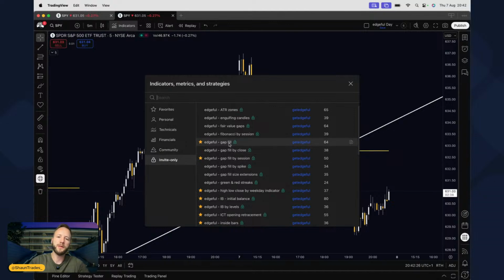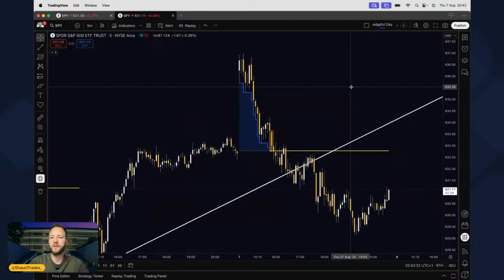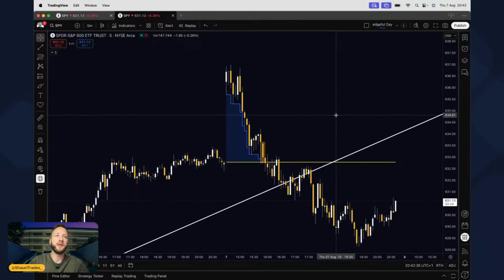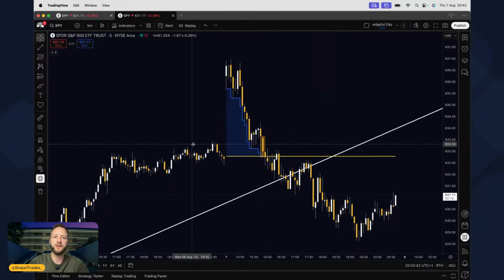There's lots of different types of gap fill ones as well. Gap fill by close, sessions, spike extensions, etc. I just use the standard gap fill. And all it is really is the likelihood of the gap filling. It's as simple as that. So today the gap filled. You can see that. So this is yesterday's trading.